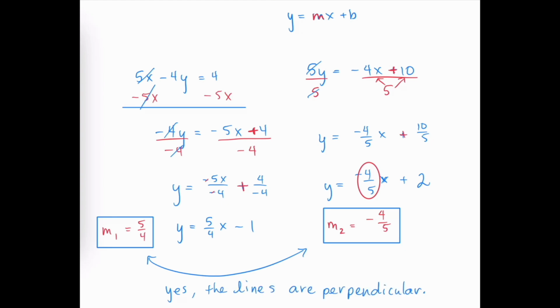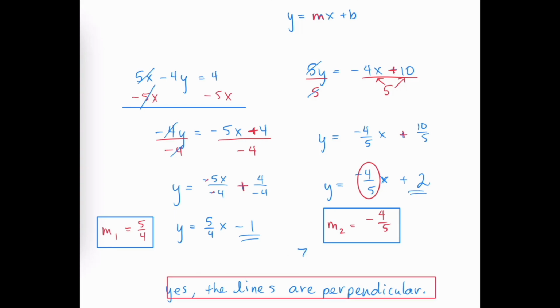Notice again that we didn't make any mention of the y-intercept. It does not matter what the y-intercept is on perpendicular lines. The only criteria is that the slopes need to be negative reciprocals of each other.